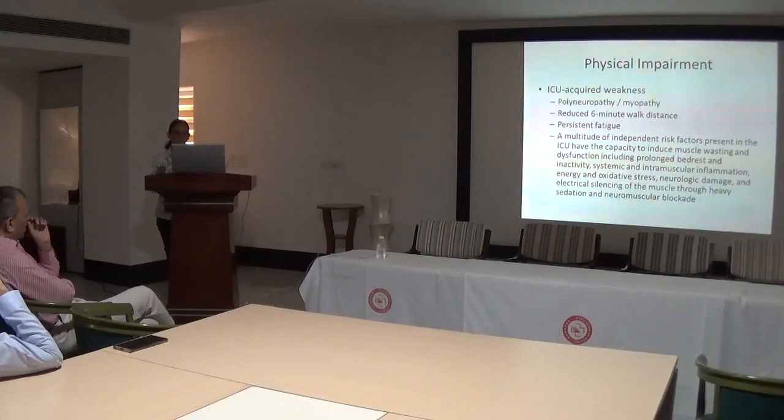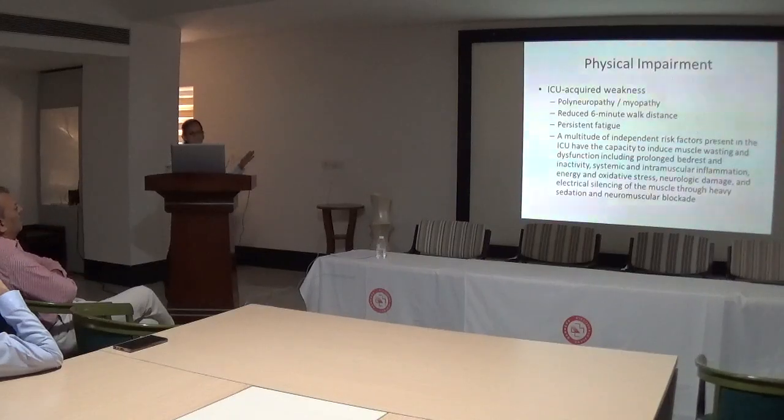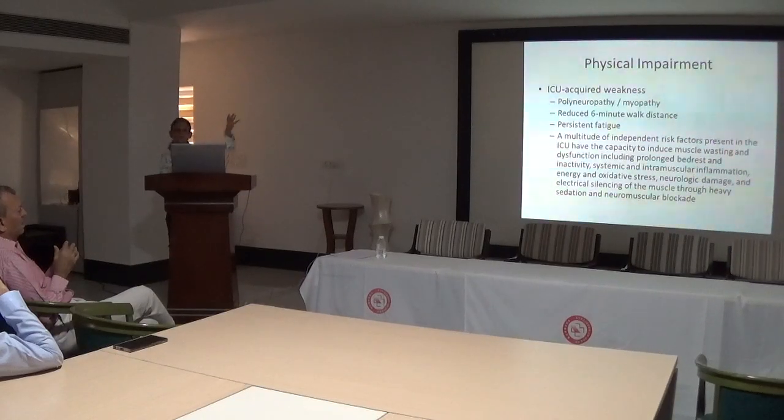Okay, so there are several factors which can lead to physical impairment that can lead to muscle wastage. Most important is prolonged bed rest and inactivity. Muscle deconditioning happens. Systemic and intramuscular inflammation, at the level of myosin filaments, it works. There is loss of myosin fibers. There is loss of axons. So there are multiple things going on together which affect your muscle mass and axons.